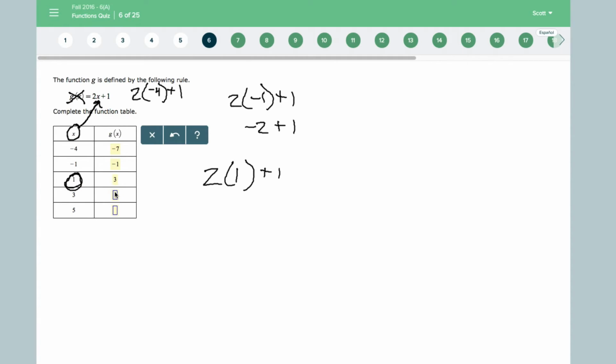If I do a 3, 2 times 3 is 6. 6 plus 1 is 7. If I do a 5, 2 times 5 is 10. 10 plus 1 is 11.